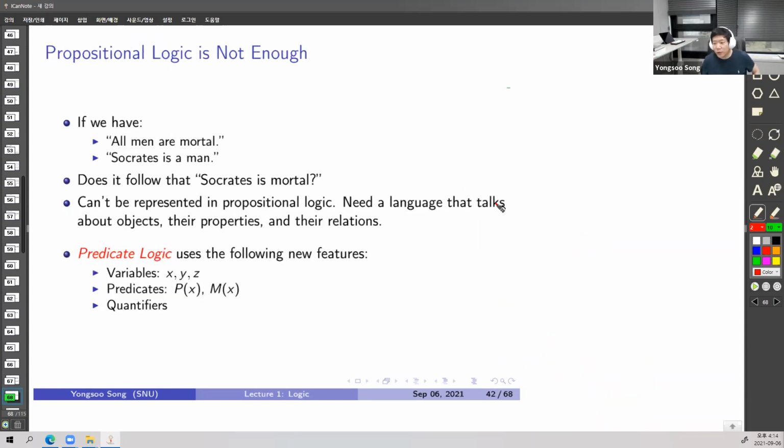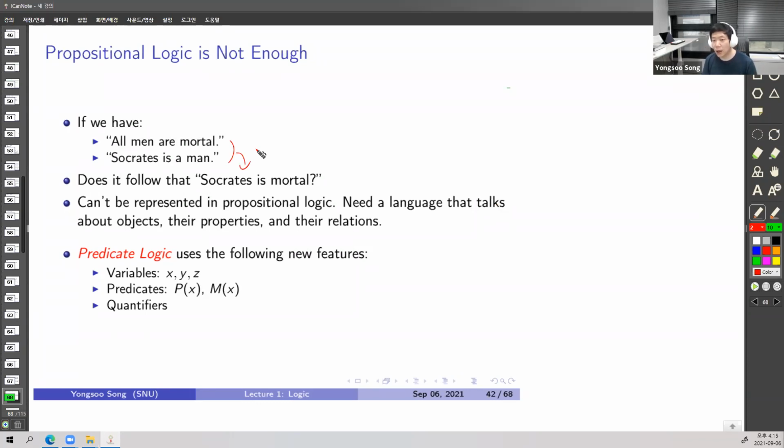Okay, so now let's move to the next section. In this section, we will study predicate logic. The motivation was that so far we have studied propositional logic, which is definitely not enough. Here's one example. All men are mortal, and Socrates is a man. Of course, we know that. Then we can conclude that Socrates is mortal.